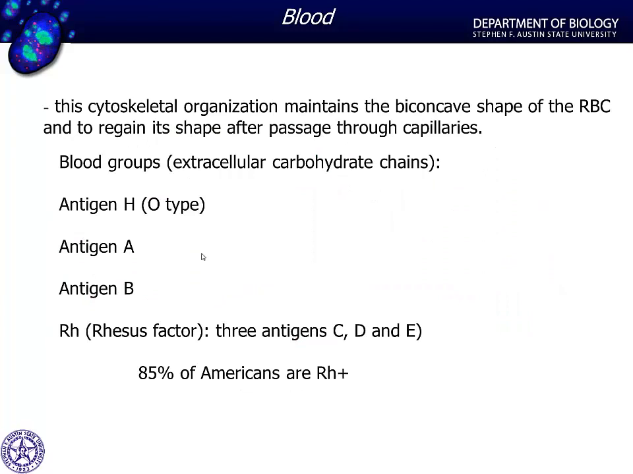Now, we also have proteins that do not play a role in the shape, but they do function as part of blood groups. And we know that we have the different antigens. We have the H antigen, which is represented as the O-type phenotype of blood, the A and the B antigens, and then we also have the blood group of the Rh factors. We have the 3 antigens C, D, and E. 80% of Americans are Rh positive, and the most common blood type among Americans is A positive blood.